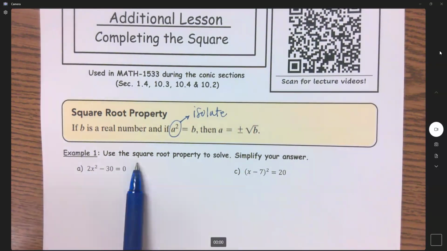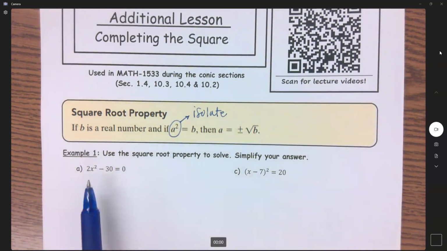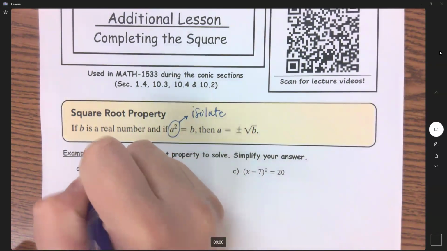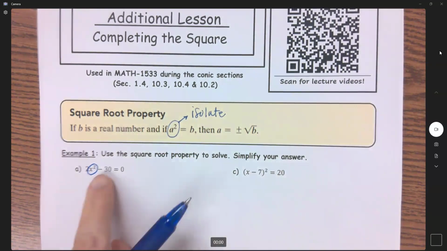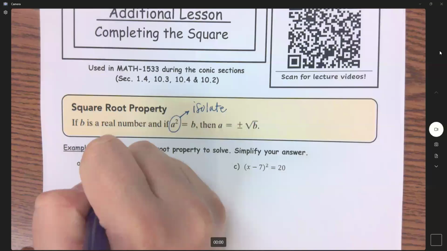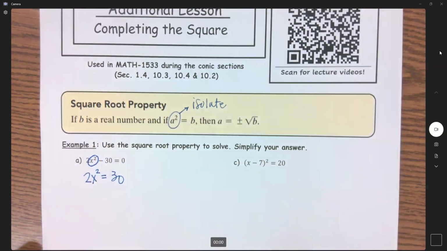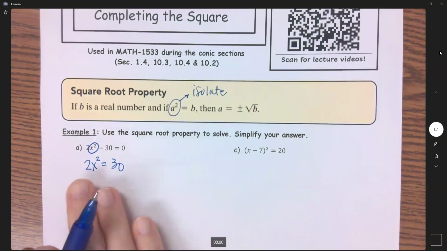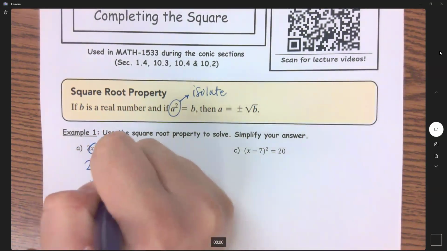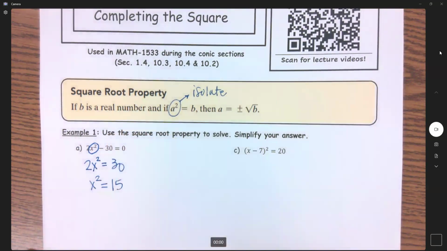Example 1 says use the square root property to solve, simplify your answers. So I need to isolate my squared portion first. So the first thing I'm going to do is add that 30 over. I still have not isolated the square portion. This is 2 times x squared. So I'm going to divide 2 over and get x squared equals 15.